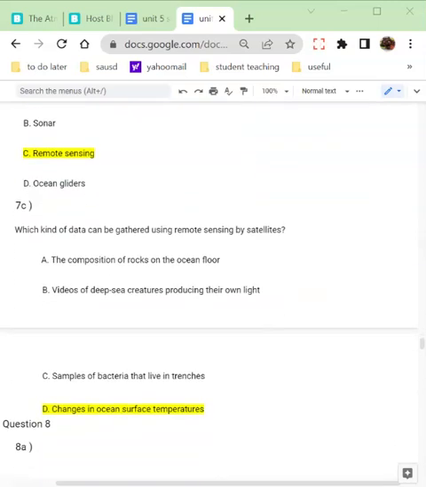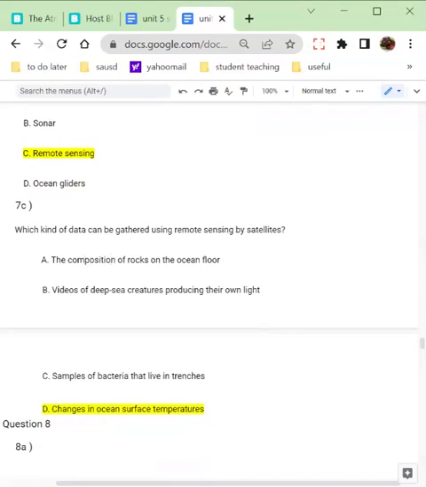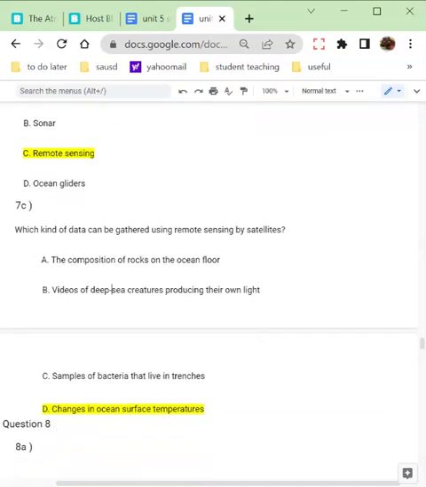And then 7C, kind of similar to the other 2 questions. Here it's asking what kind of data can be gathered. So composition of rocks on the ocean floor. No, we didn't talk about that. Videos of deep sea creatures producing their own light. That sounds cool, but we didn't talk about that. And samples of bacteria. Nope, right, because remote sensing can't get any type of sample of anything living. So D, changes in ocean surface temperature. Yeah, that's one of the three things that the remote sensing satellites can capture.